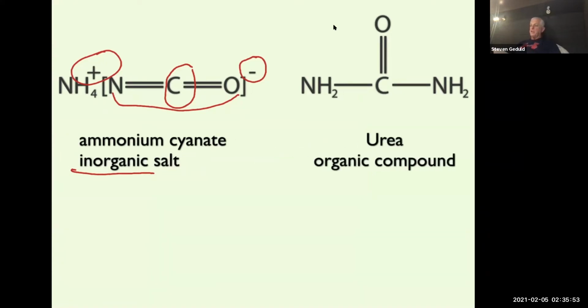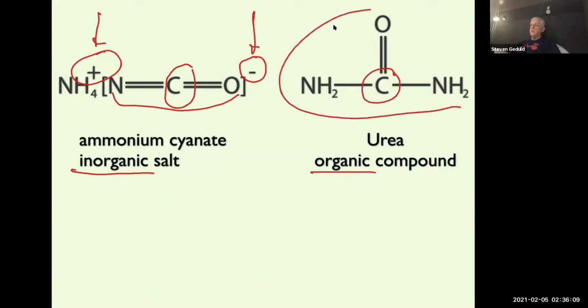This is urea. This has carbon. This is an organic compound. All the bonds are molecular bonds. They're covalent. Everything's being shared. This is ionic. You have charges holding it together. These are all shared bonds. Does that make sense? So even though it has carbon, it's not necessarily organic. If it forms a salt with carbon in it, it is an inorganic compound. If it's all molecular bonding, all covalent, then it's an organic compound.